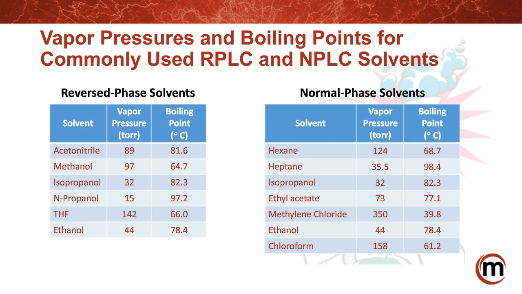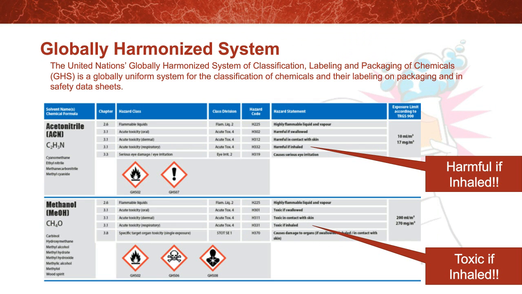The Globally Harmonized System of classification, or the acronym GHS, is a uniform system for classification of chemicals used widely in the chemical handling industry. It provides users and handlers of chemicals the information they need to properly deal with possibly harmful chemicals. And in this case, all I did was pull out two of the most common solvents for HPLC and UHPLC from a table that the GHS provides. As you can see, both acetonitrile and methanol are classified as either harmful if inhaled or toxic if inhaled.